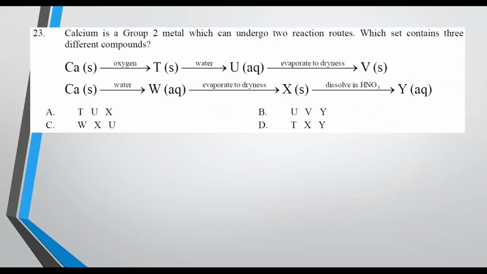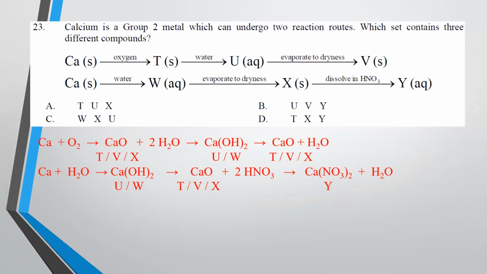Okay, so in here, the graph goes like this. When calcium reacts with oxygen, you form calcium oxide. So when calcium oxide dissolves in water, you form calcium hydroxide. And then when calcium hydroxide is evaporated to dryness, you form back calcium oxide plus water.